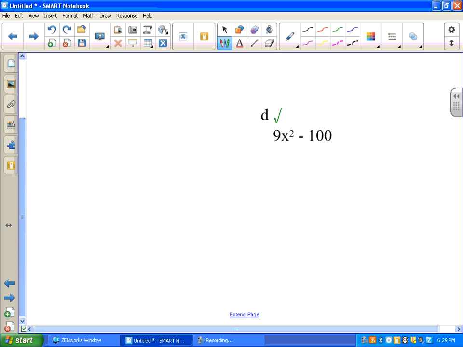is 9 a perfect square? Yes, the square root of 9 is 3. The square root of x squared is x. What's the square root of 100? The square root of 100 is 10.